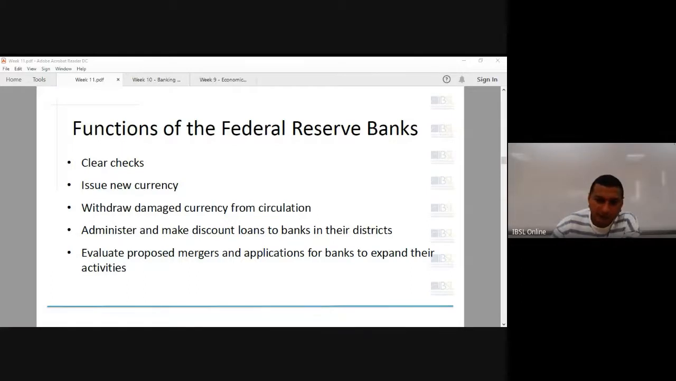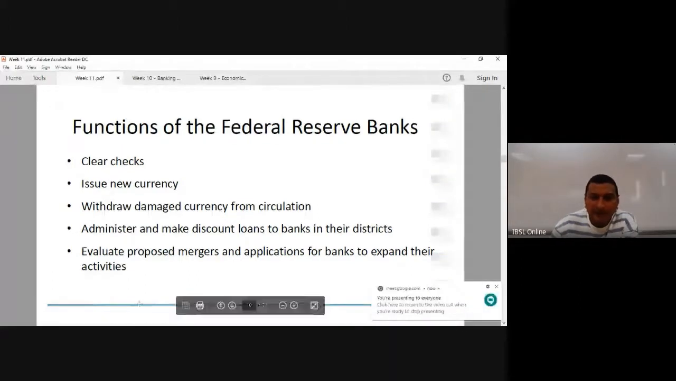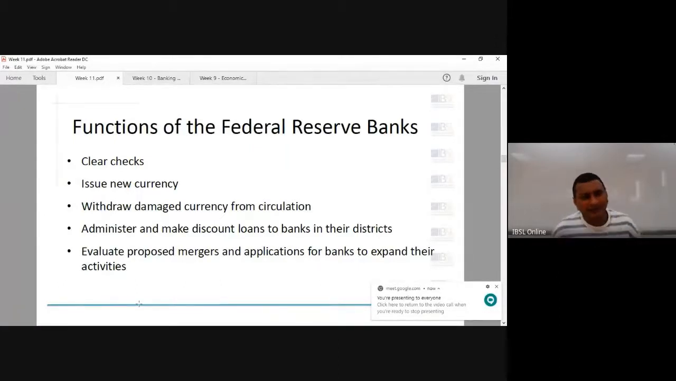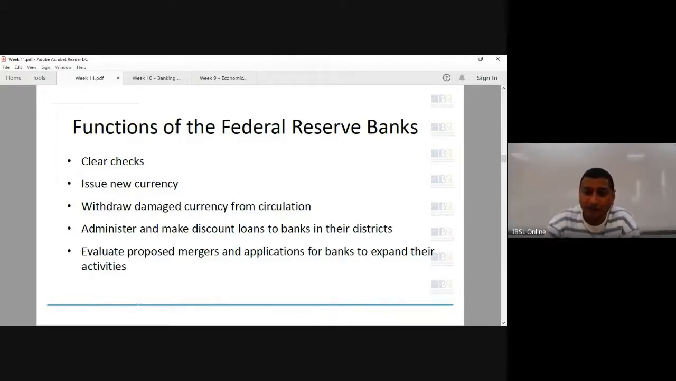Right. So you see here, when it comes to the functions that they perform, you can't just call it clearing checks. I mean, checks are only a part of payment systems now. So efficient, timely clearance of payment systems is a much more accurate way to say it, instead of clearing checks as one of the functions of Federal Reserve banks.